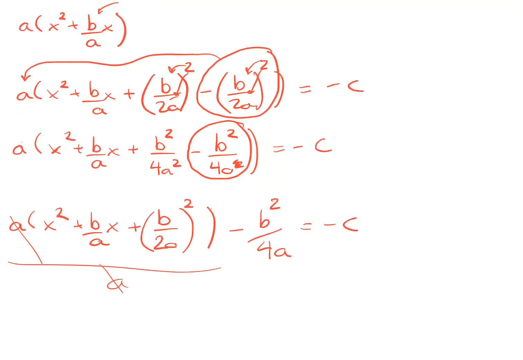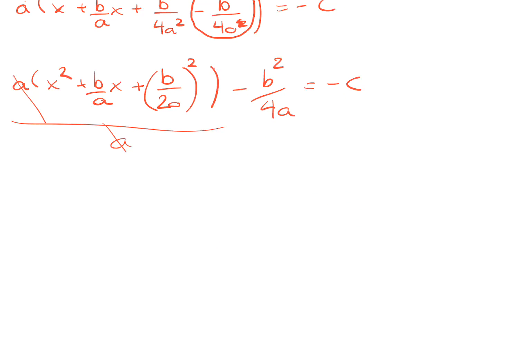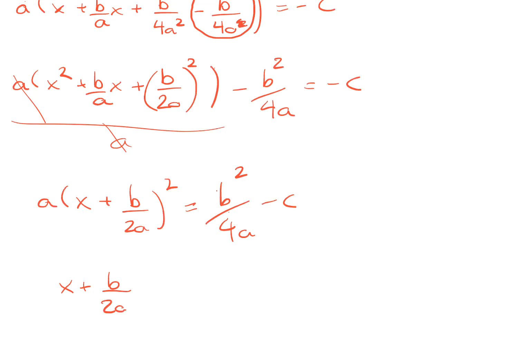Oh, that actually just deleted my last step, so let me rewrite that. a times x plus b over 2a all squared equals b squared over 4a minus c. I'm going to divide both sides by a, and you get x plus b over 2a all squared equals b squared over 4a squared, because I'm multiplying by 1 over a, or dividing by a, minus c over a.